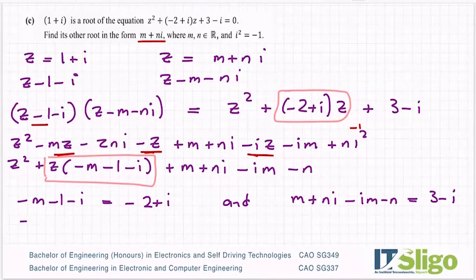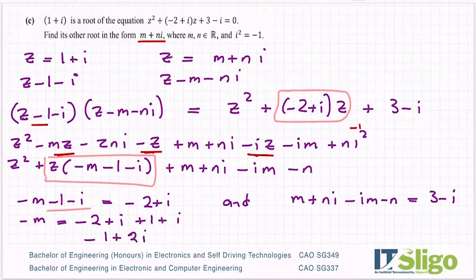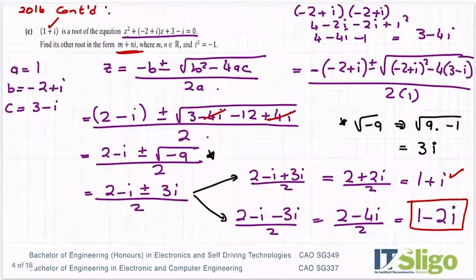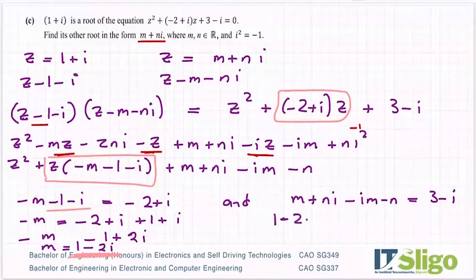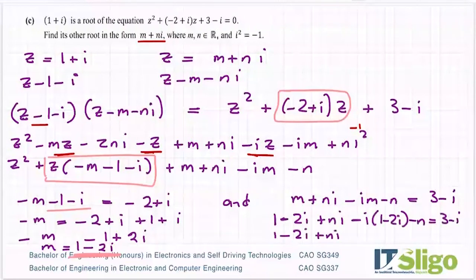And you can solve it then for m here. So if I've minus m is equal to minus 2 plus i, bring over these two, plus 1 plus i. So I have minus 1 plus 2i. That's minus m. Change the signs all the way across. m is 1 minus 2i. And then try this one. Sub in for your m, for your 1 minus 2i. So 1 minus 2i for my m plus ni, minus i times, I'm subbing in for my m again, minus n is equal to 3 minus i. Okay, so 1 minus 2i plus ni minus i plus 2i squared minus n is equal to 3 minus i.